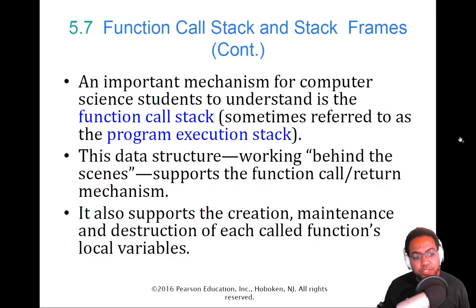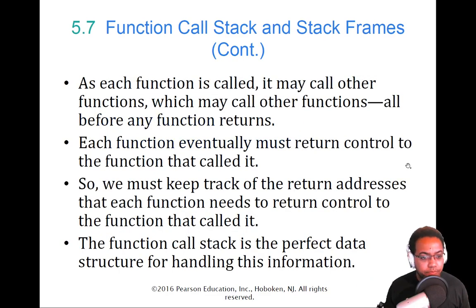An important mechanism for computer science students to understand is the function call stack, which is sometimes called the program execution stack. The data structure working behind the scenes supports the function call and return mechanism. It also supports the creation, maintenance, and destruction of each called function's local variables. Now, we've talked about creation, we've kind of talked about maintenance, but we haven't spoken about destruction. And in a lot of situations, it is very important that the program destroys the variables that you've used, or the arrays, or the function calls, because if it doesn't, you can run into a lot of overflow problems, stack overflow problems, buffer overflow problems in your code execution.